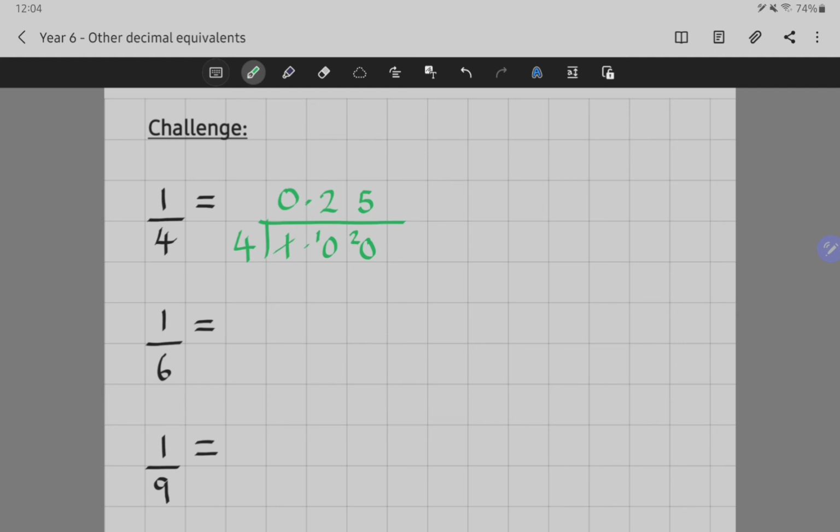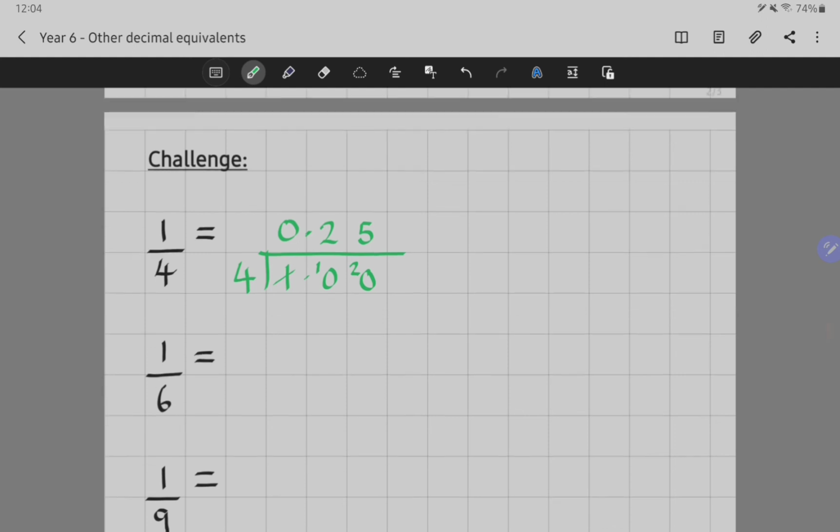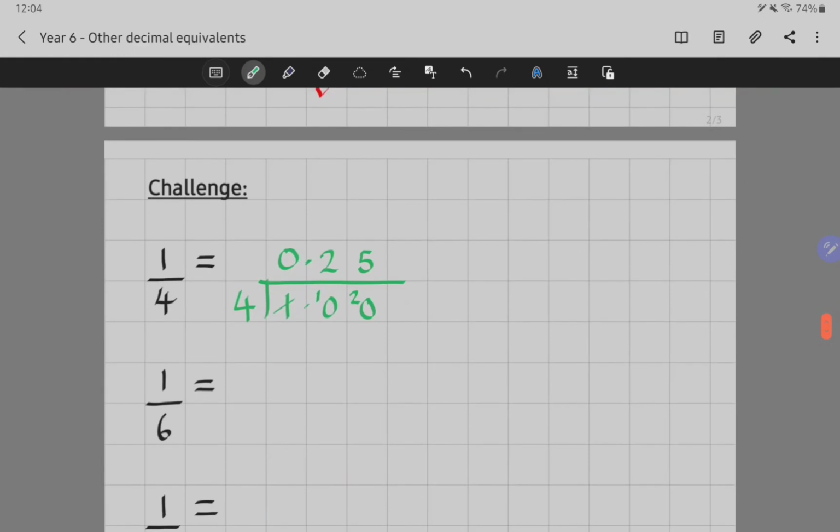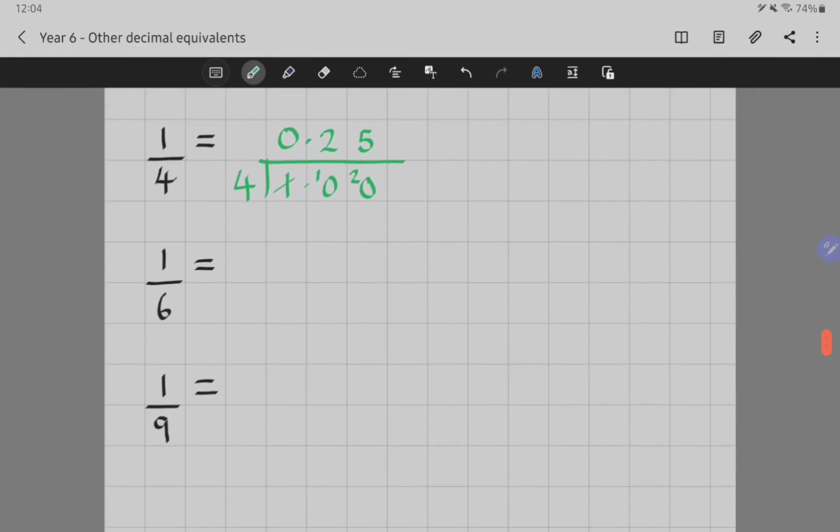That's another important one for us to remember. So 0.5 is a half, 1/4 is 0.25. These are important ones we're going to need to learn off by heart to help us work quickly in maths. Now, 1/6. So we're dividing 1 by 6.